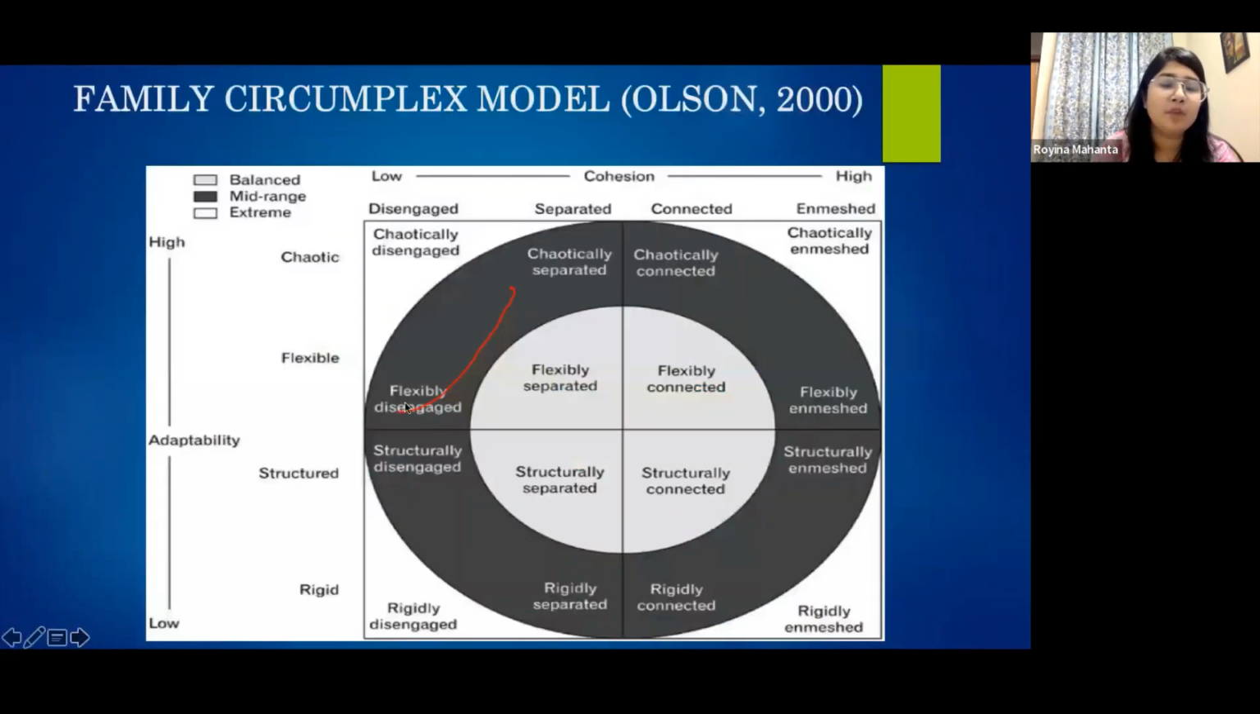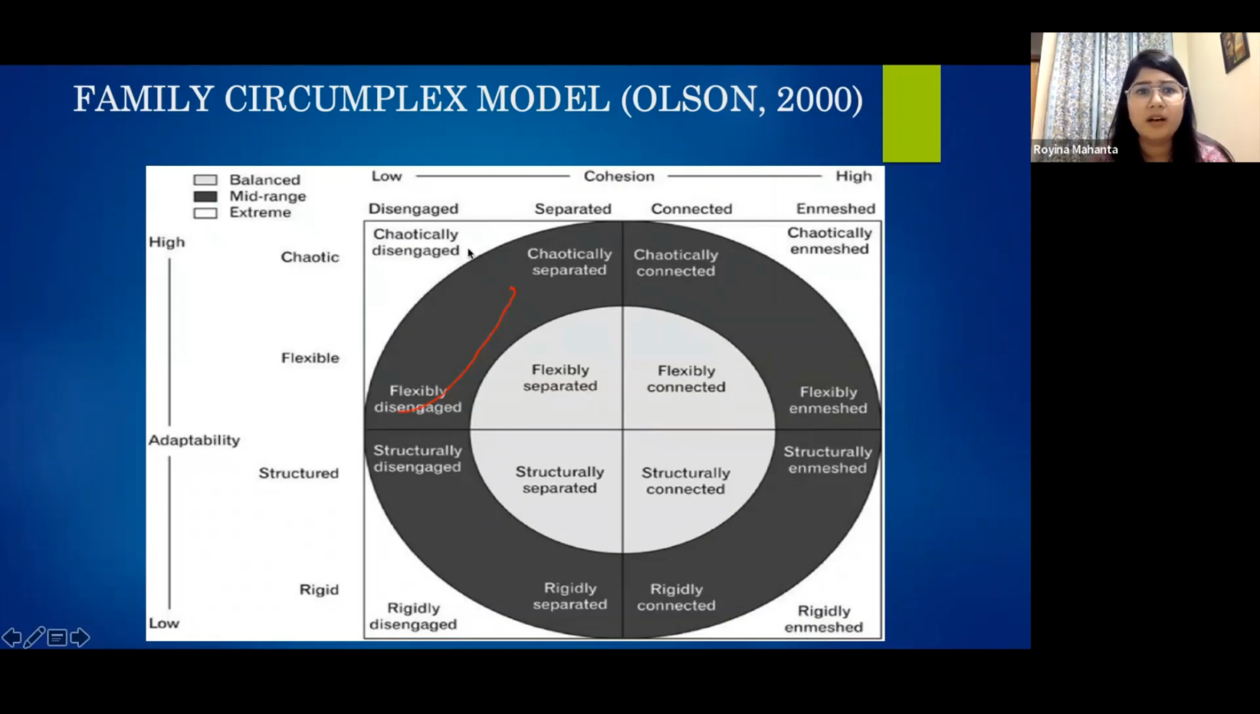I would also like to show you this model called the family circumplex model. I'll not be covering this model in detail. This model has been given by David Olson, in which the 4 dimensions that I spoke about, enmeshment, disengagement, is explained in greater detail in terms of flexibility, in terms of structure, in terms of rigidity, in terms of chaotic, how chaotic a family is or isn't. So these domains help us in understanding how connected or disconnected a family is.